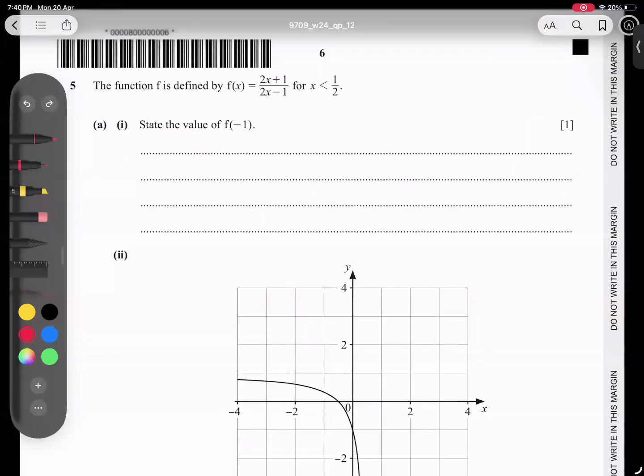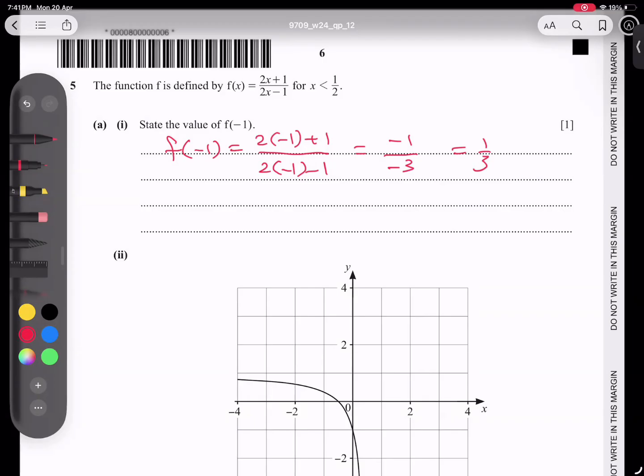Question number 5. So the question is, f is the function defined and x is less than half. And he said state the value of f of -1. So -1 I replace, state the value of, so I'm going to plug in. I got -2, I got -1, I got -3. So it becomes 1 by 3. So this is done.